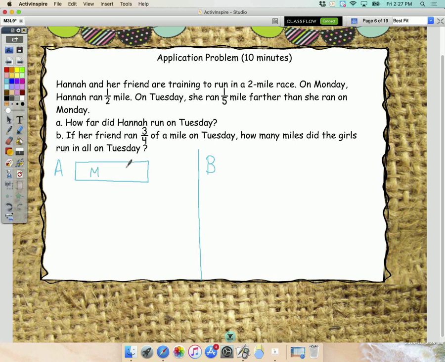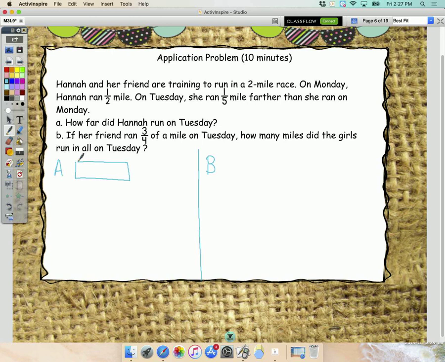Monday and Tuesday. Let's see if we can solve it like that. And we're trying to figure out, whoops, let's not do it like that. Erase, erase, erase. I just want to start with Monday.